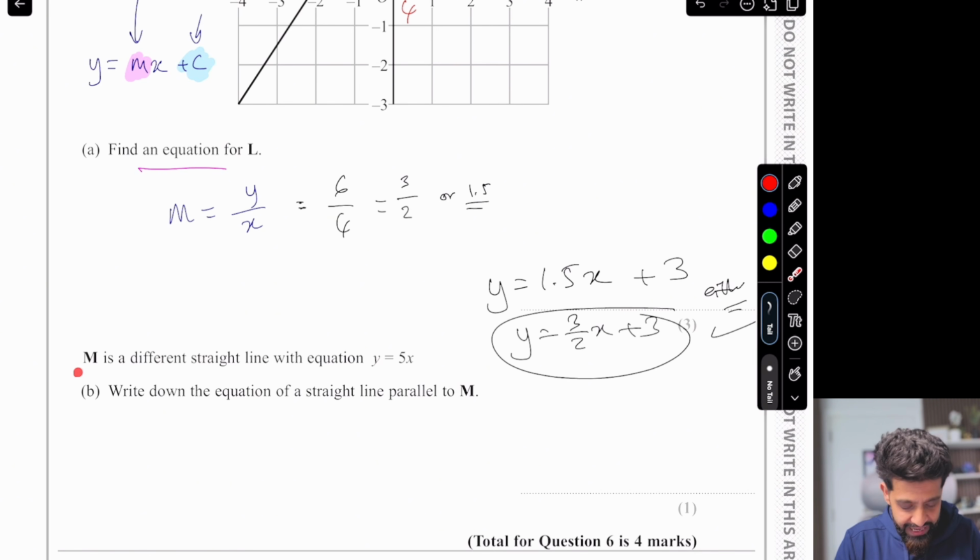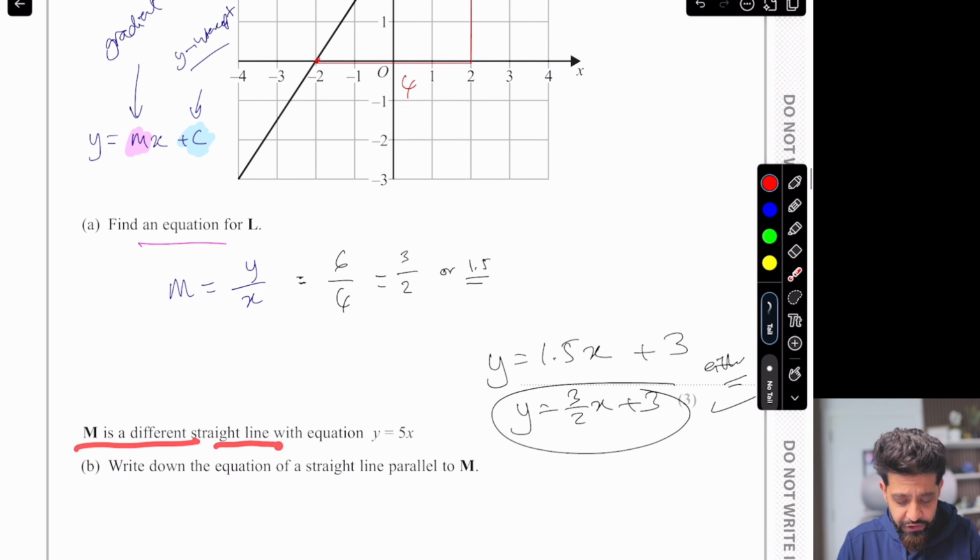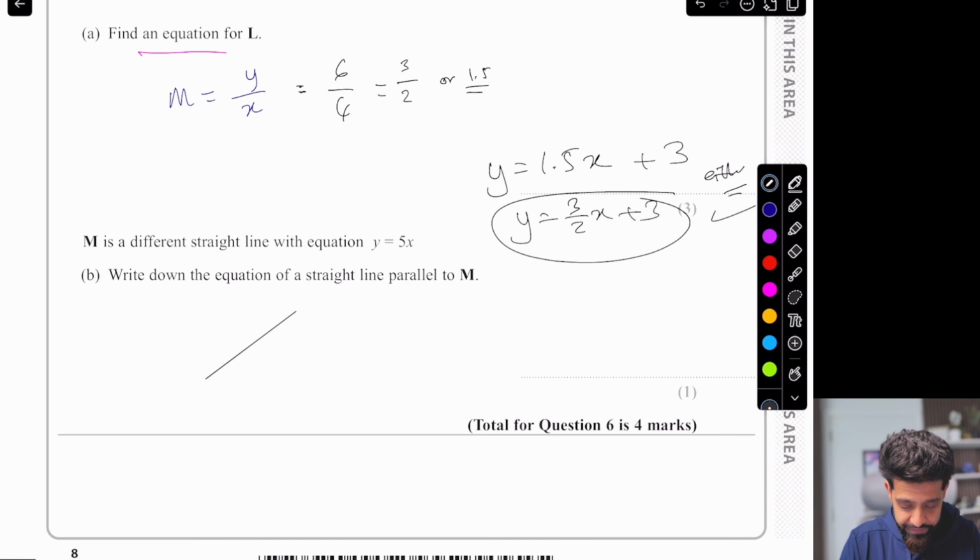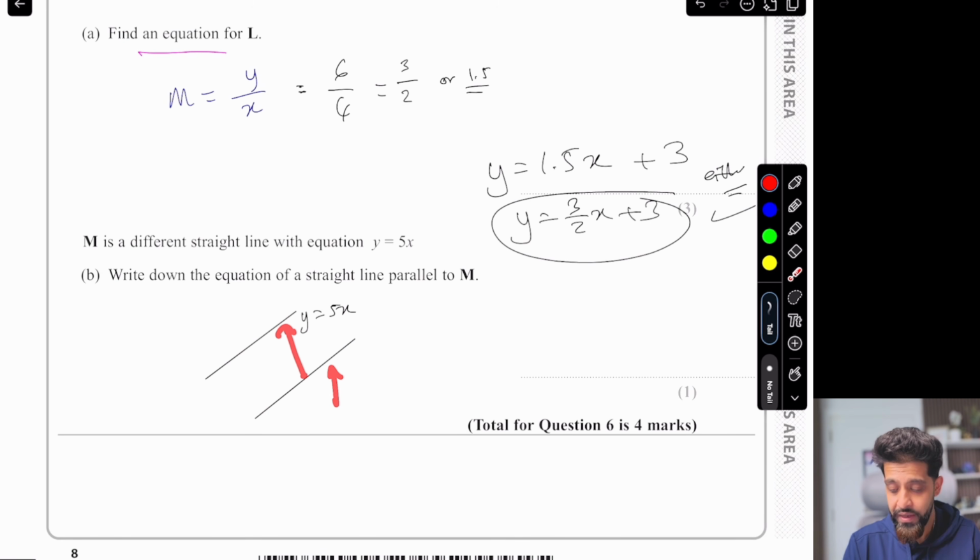Now we're told that m is a different straight line with an equation of y equals 5x. We have to write down an equation of a straight line that is parallel to this. What do we know about parallel lines? When 2 lines are parallel, their gradients are the same. So if this is y equals 5x, and we are saying that this line here is parallel to that, then the gradient will be exactly the same.